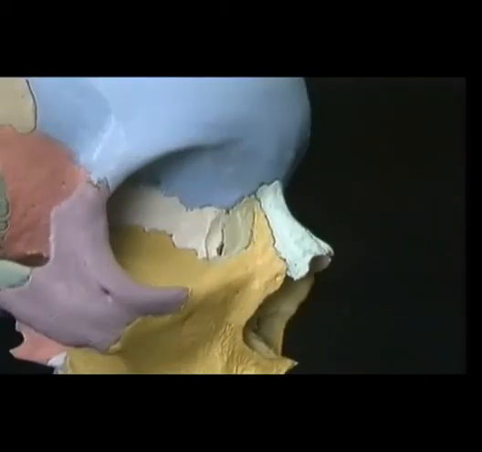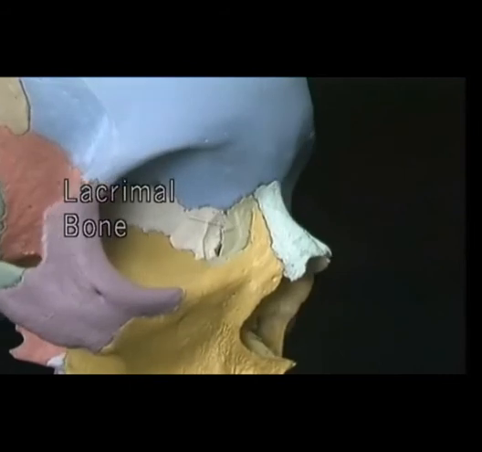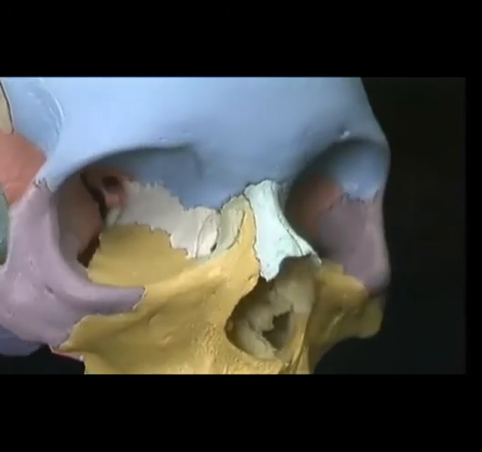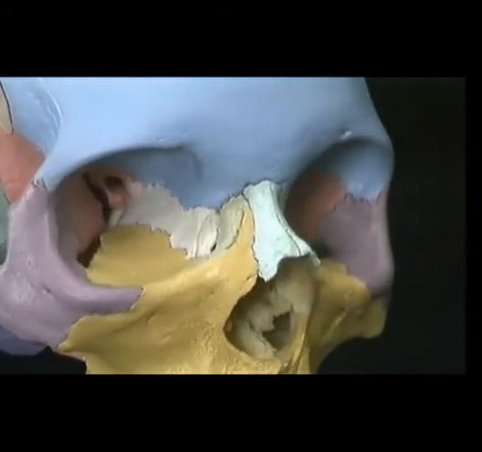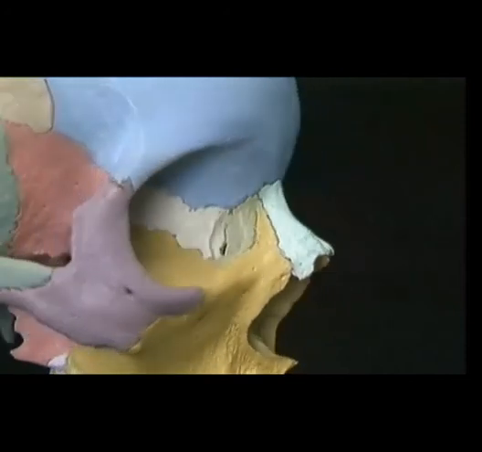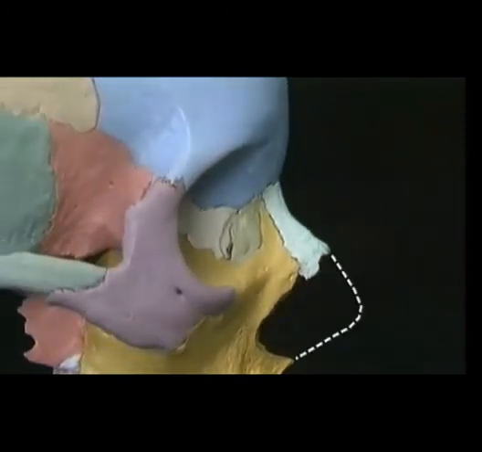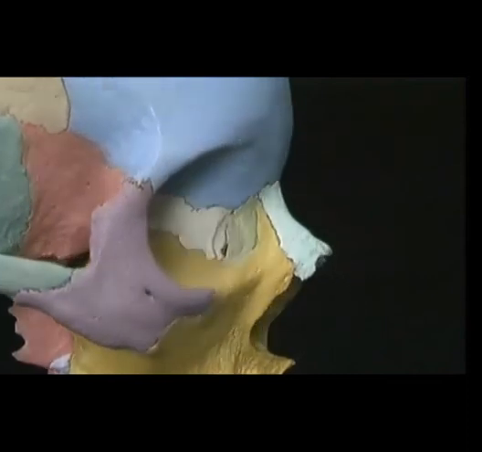This is the nasal bone, this is the lacrimal bone. The 2 thin nasal bones form just the upper part of the bridge of the nose. The structural support for the projecting part of the nose is made up of cartilage, which we will see later.